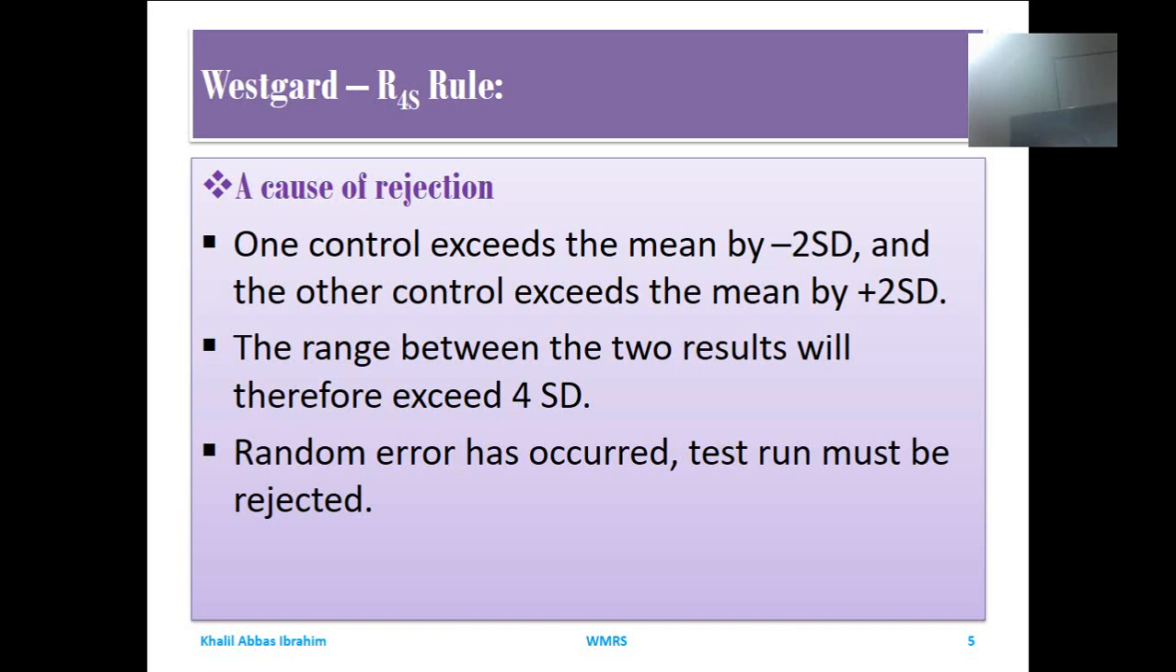It means that the variation between the two levels is a complete 4 standard deviations. The range between the two results will therefore exceed 4 standard deviations at least. So random error has occurred. Test run must be rejected. We said before that random errors are not always a cause of rejection, but in this case the range is very big and the errors are very high actually. So this is why the measurement should be rejected.